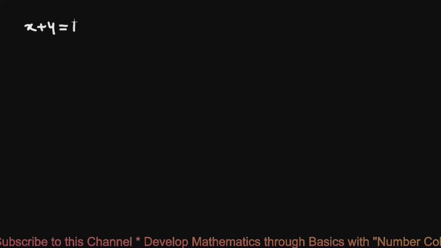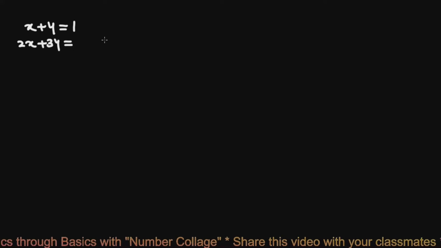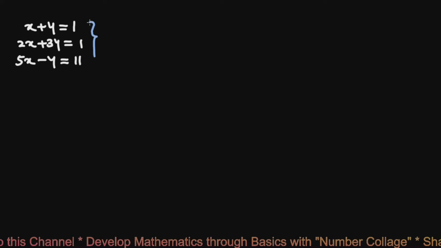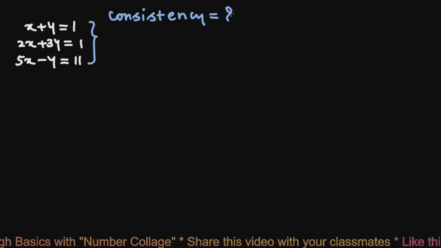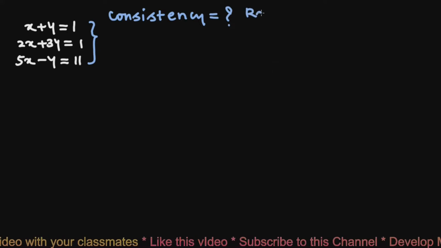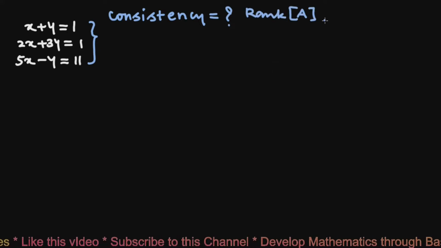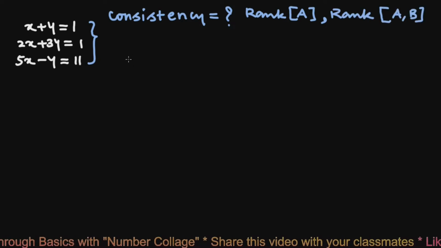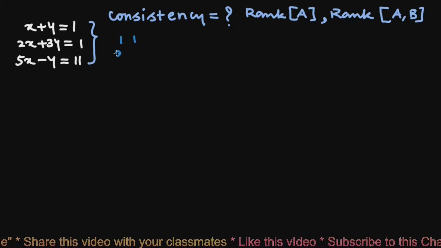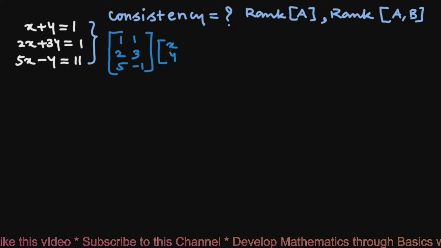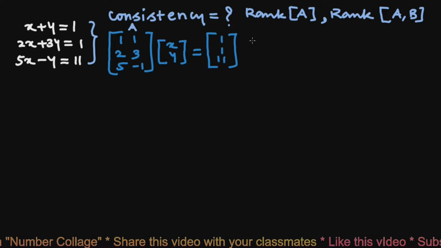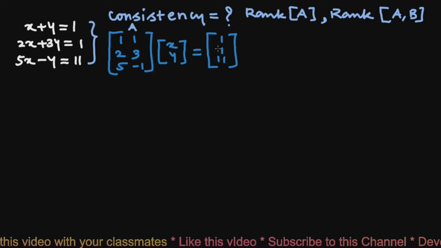Let us solve the linear equations x plus y equals 1, 2x plus 3y equals 1, 5x minus y equals 11. First, we will check the consistency of these equations. For that, we have to find the rank of the coefficient matrix A and the rank of the augmented matrix (A, B). First, let's write the equations in the matrix form: [1 1; 2 3; 5 -1] times [x y] equals [1 1 11]. We will convert matrix A into row echelon form by performing row transformations.